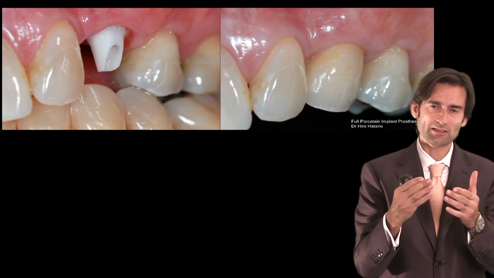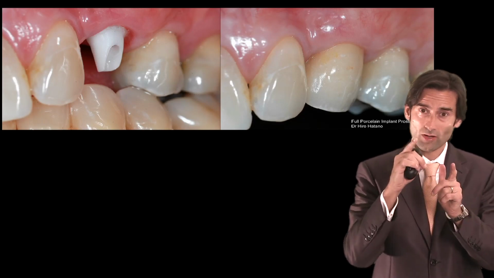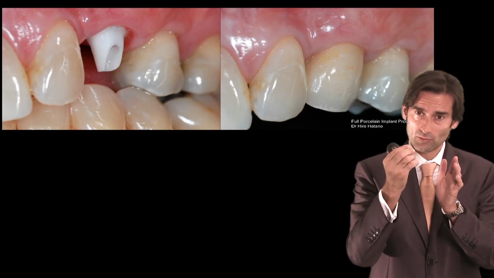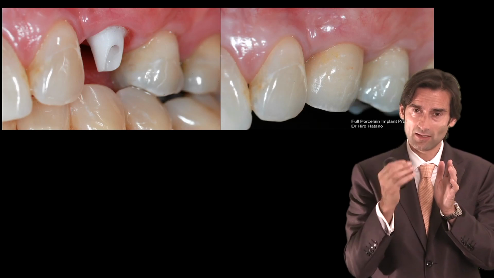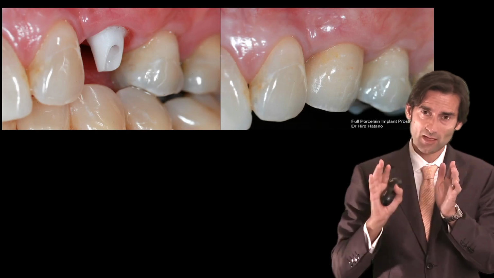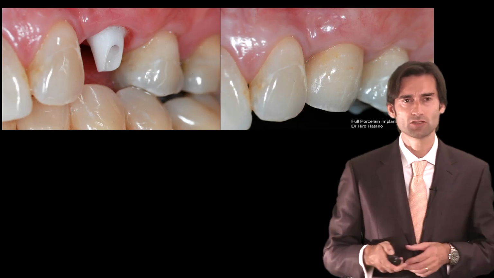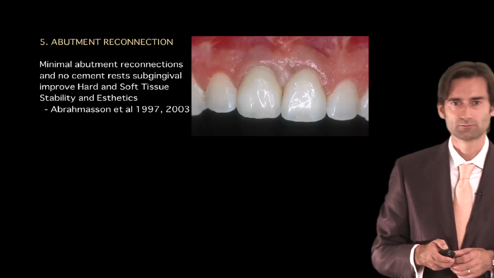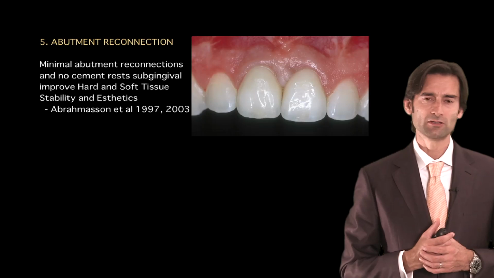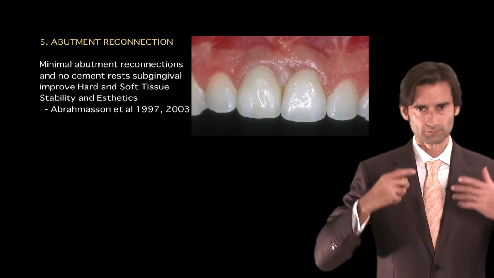And before we cement this, we even put in some cords so we can then remove the cement rest very easily from this area, and we have no risk that the cement rest moves apically into the space. And here you can see a very proper soft tissue dimension in this patient. So then we come to the last point with components.